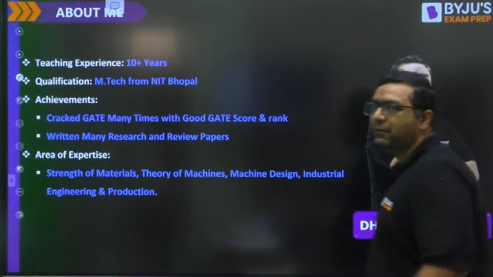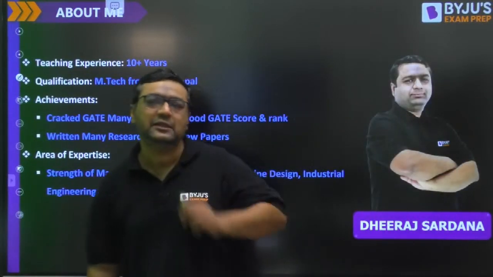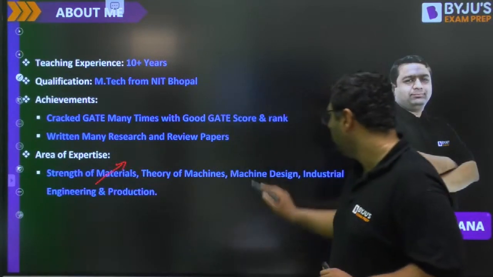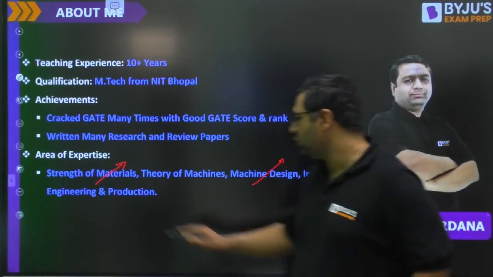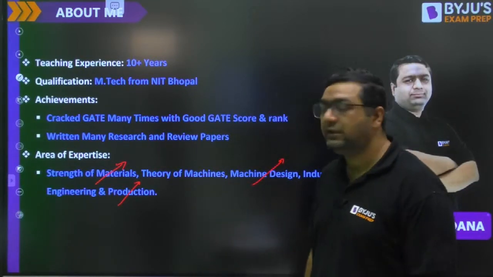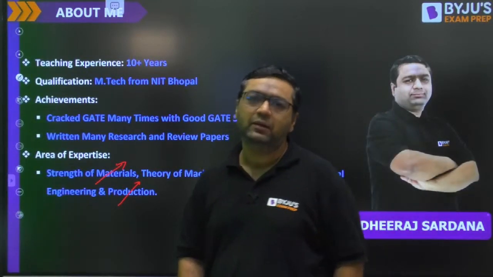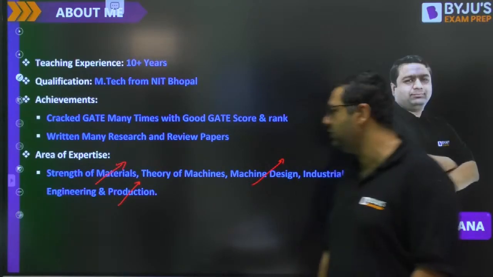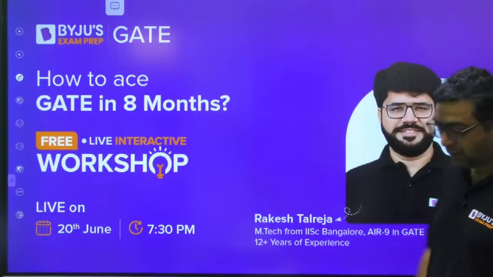So this is some detail about me, and guys, in this paper I will be taking the subjects strength of material, machine design and production. Chandra Shekhar sir will take fluid mechanics and the thermal part, and Suraj Gopi sir will take theory of machines, engineering mechanics, heat and mass transfer and industrial engineering. Okay, so are we ready, guys?